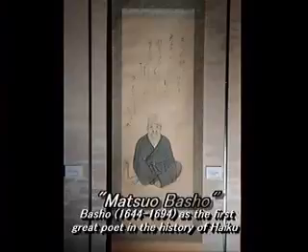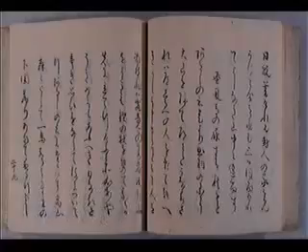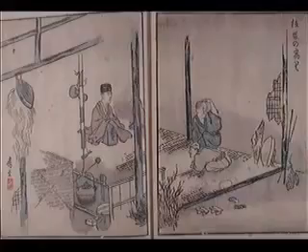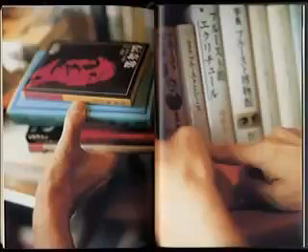Known as the first great haiku poet in the world, Matsuo Basho is responsible for Oku no Hosomichi, a prime example of his work. This system condenses the essence of a book into a haiku.